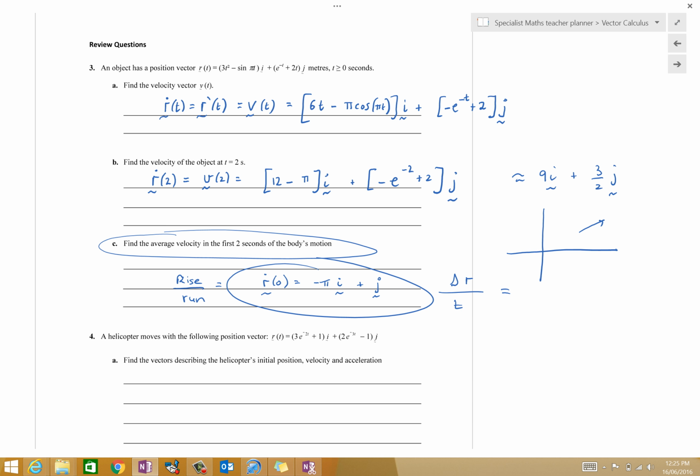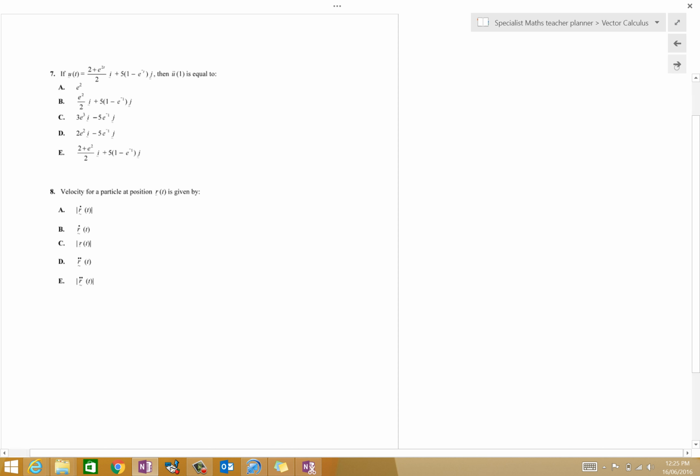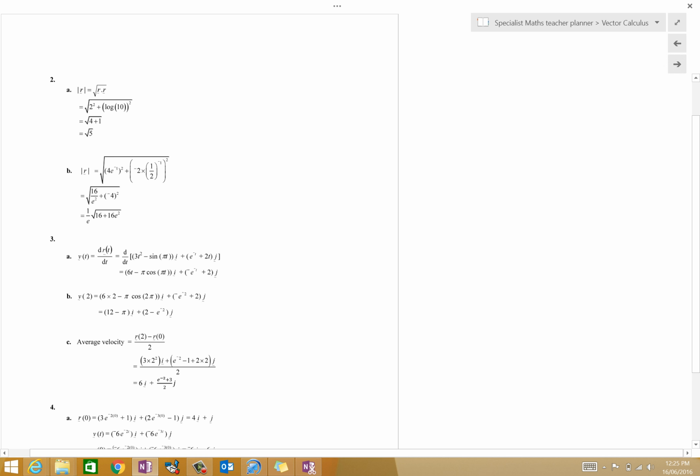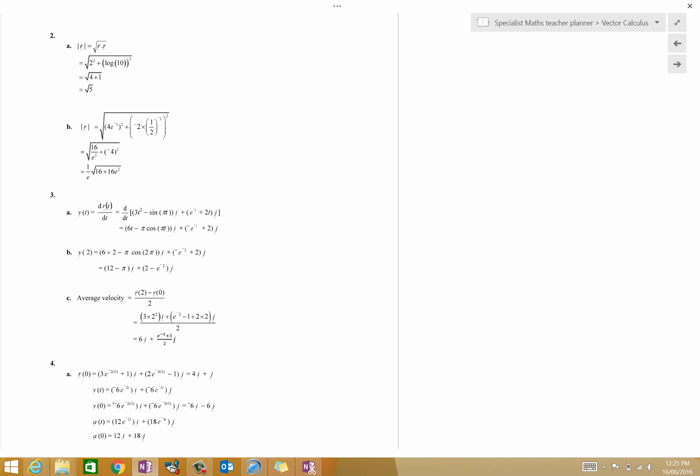But when we get to question 3, what they're saying is that the position at 2, subtract the position at 0. I didn't read the question. I do this a lot lately. And then I'm dividing by 2 seconds. And you can see there that the average velocity is still a vector, of course.